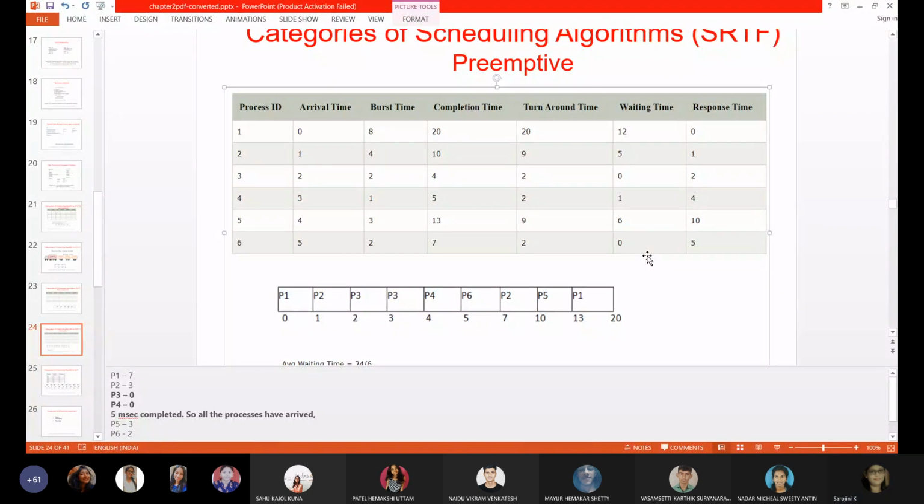Response time is actually not required, because to calculate the waiting time it is not required. But here it is given. Response time: process P1 starts at 0 milliseconds.